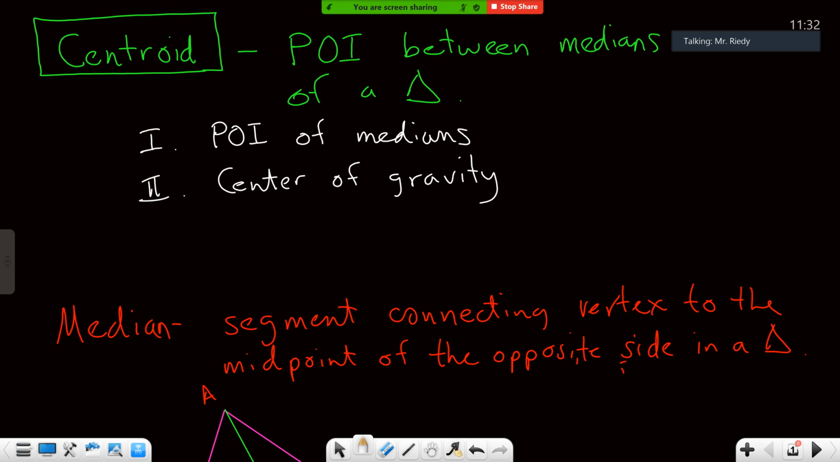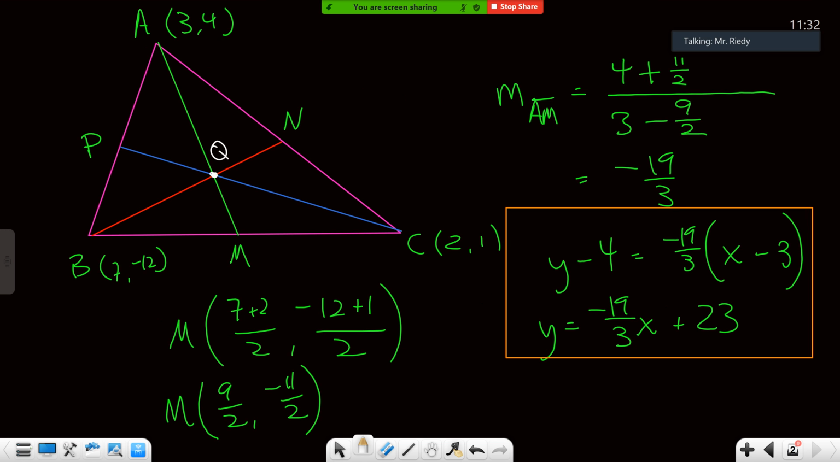Strangely enough, this point right here is the center of gravity of that triangle. What does that mean? Well, if I cut that triangle out of plywood, for instance, I could balance it on my finger on the centroid. And there's some other properties that we'll talk about later, but for now, I just want you to be able to find that point. Okay, questions? Good. So here's... Go ahead.